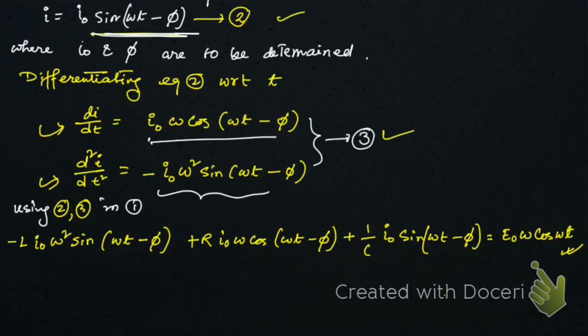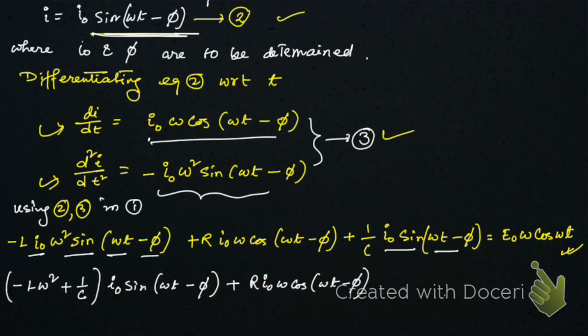You can take I naught sine omega t minus phi common, right? I naught sine omega t minus phi, let's take common from these two terms. So then what you will get, and on the right hand side you see, we can write this omega t as omega t minus phi plus phi, right? We can express that way also. Now here we have written this omega t as omega t minus phi plus phi, that's going to be again omega t, right?